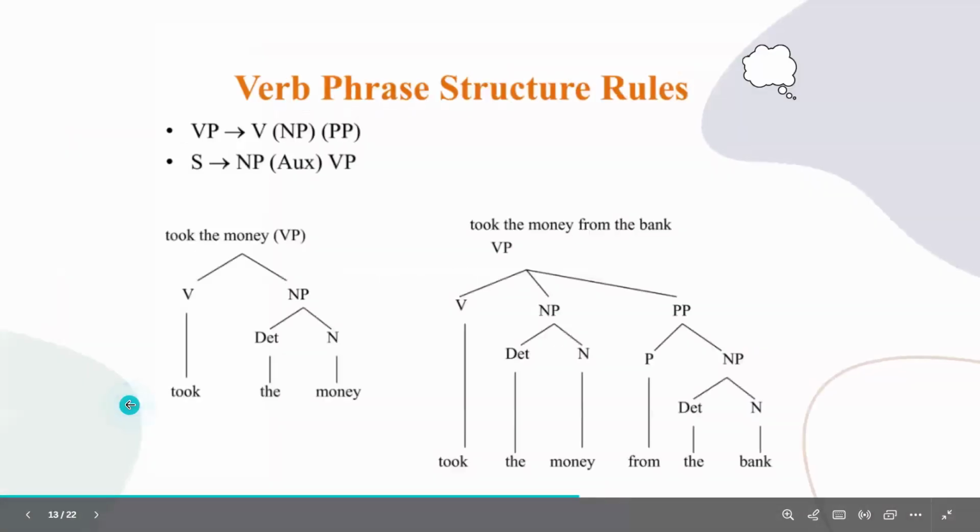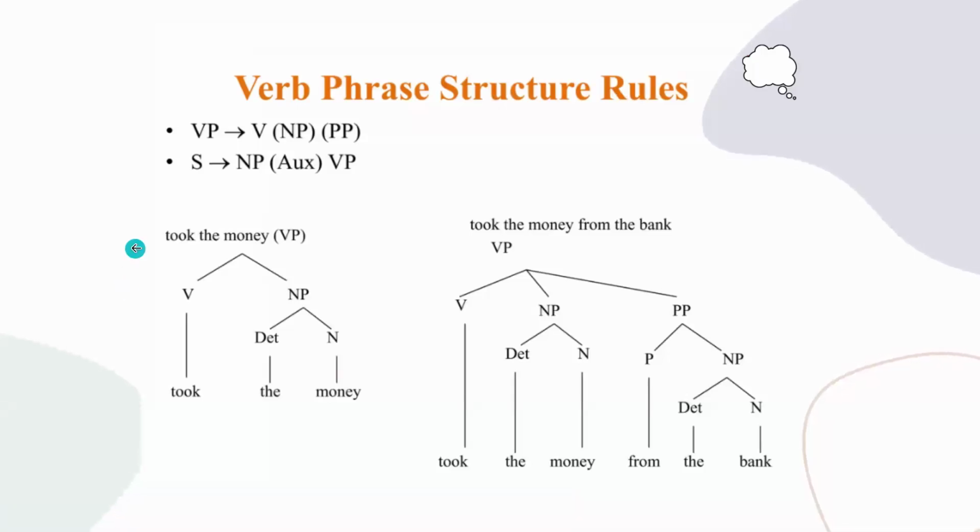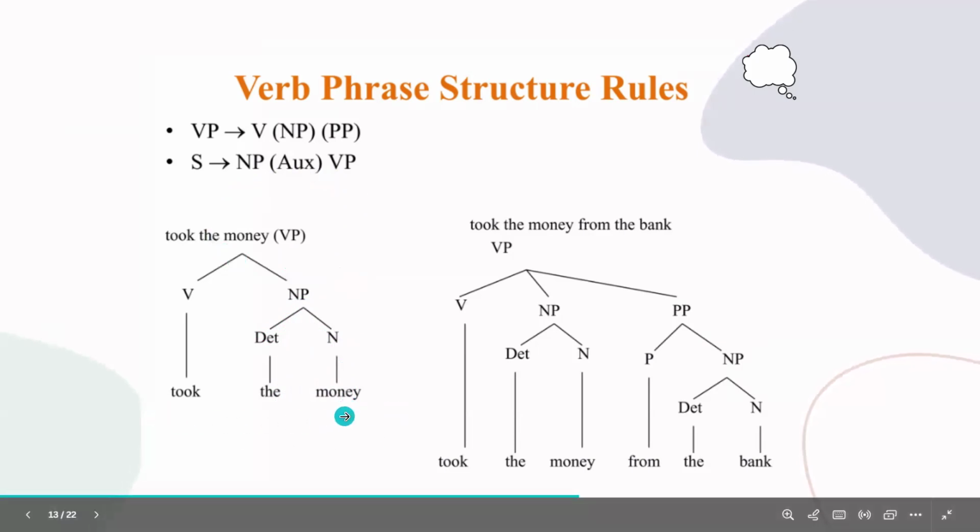The next we have here is verb phrase structure rule. So you know that verb phrase will be having a verb or a noun phrase and or the prepositional phrase. It depends. In the sentence, we will be having noun phrase, auxiliary, and verb phrase. So, took the money. Took definitely is the verb. The money is the noun phrase. But how you're going to write it? You are going to draw these two lines. V for verb, took, NP, noun phrase, further divided into determiner and noun. Determiner is the, and noun is the money. Isn't it interesting? This is the structure of the verb phrase.